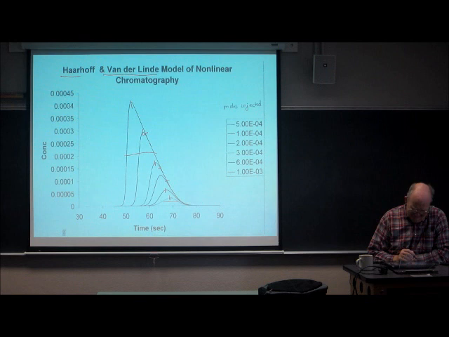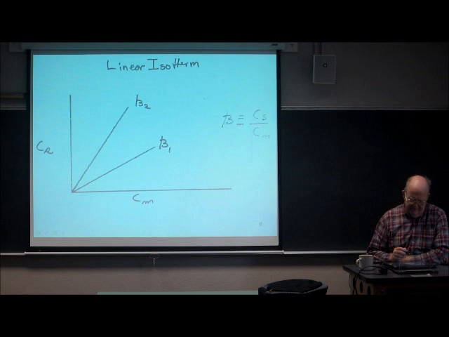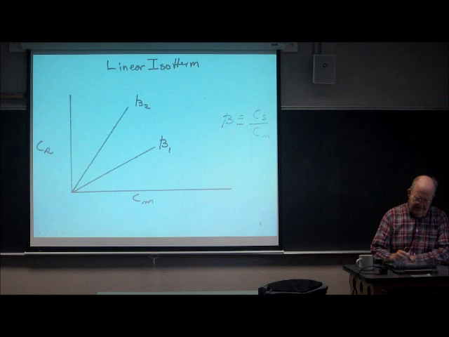Okay, so why does this happen? Well, let's think about a linear isotherm. Beta is the K factor for the isotherm. It's the ratio of the concentration of the stuff in the stationary phase to the concentration of stuff in the mobile phase. This beta is bigger than that beta.